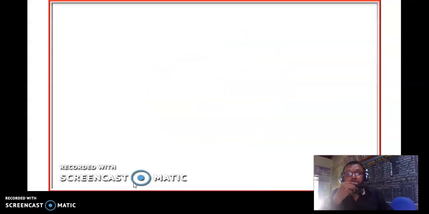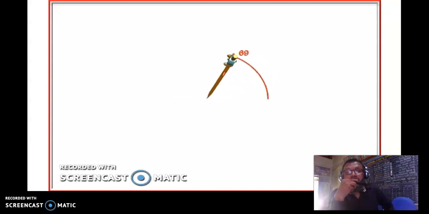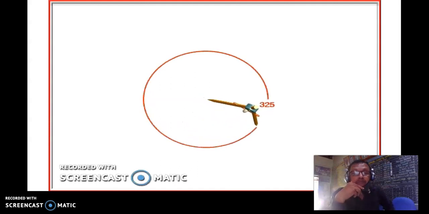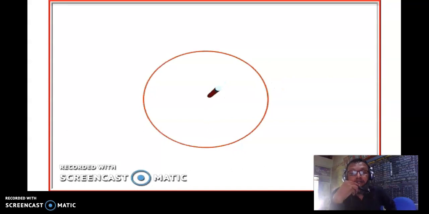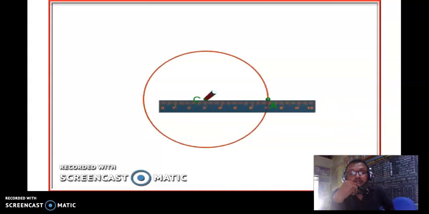First draw a circle with 4 centimeter radius or 5 centimeter, whichever is given. Don't worry about the radius. Like this, you know how to draw the circle. This is the center of the circle. Now draw a radius CA. So join that.